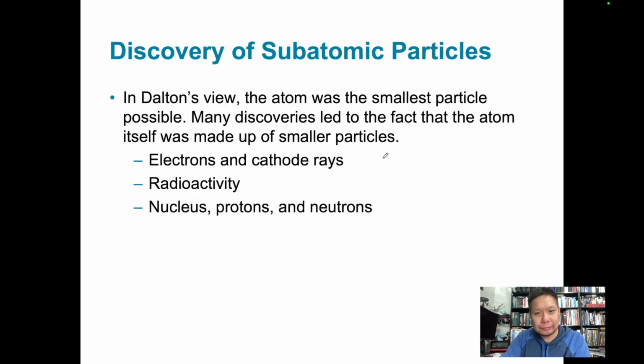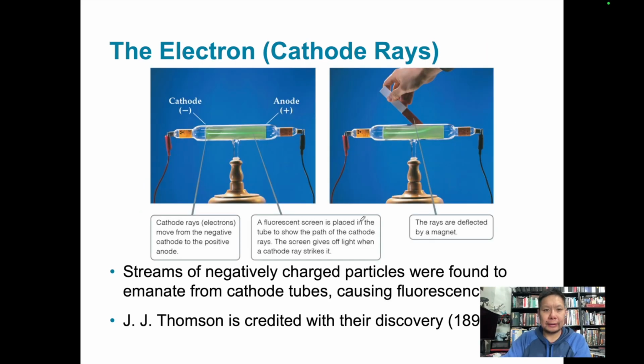All right. So interestingly, Dalton thought that the atom was the smallest particle, but that turned out not to be true. We know today that atoms are actually made up of subatomic particles known as electrons, protons, and neutrons. So let's talk about them now. First, let's talk about the electron.